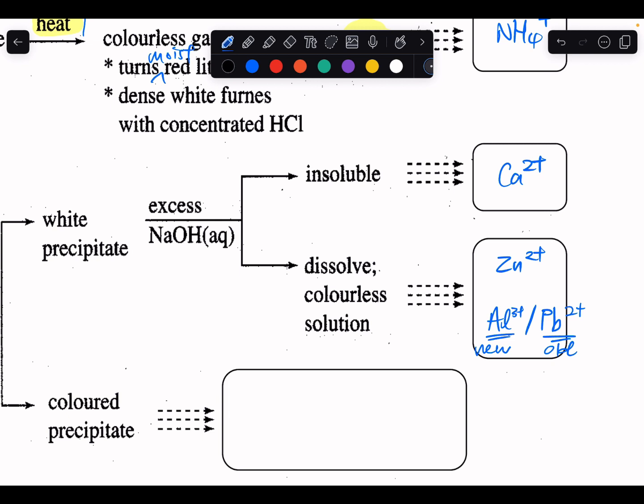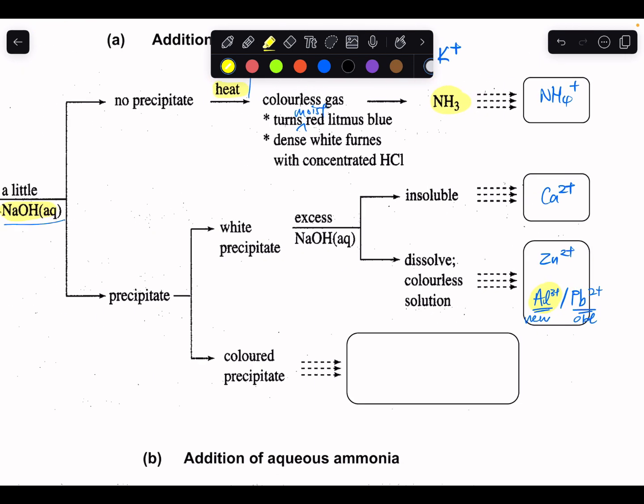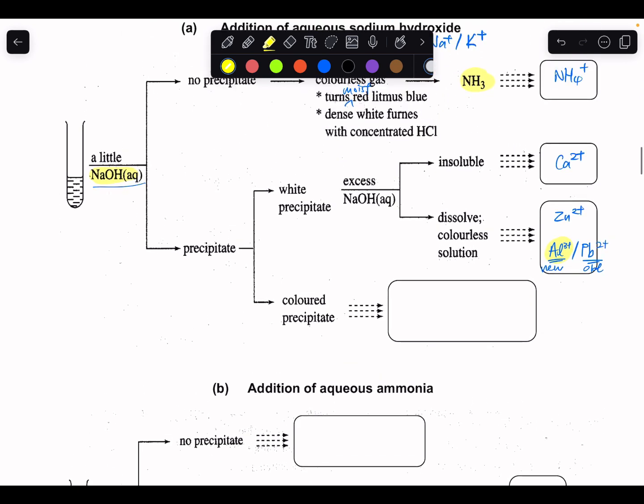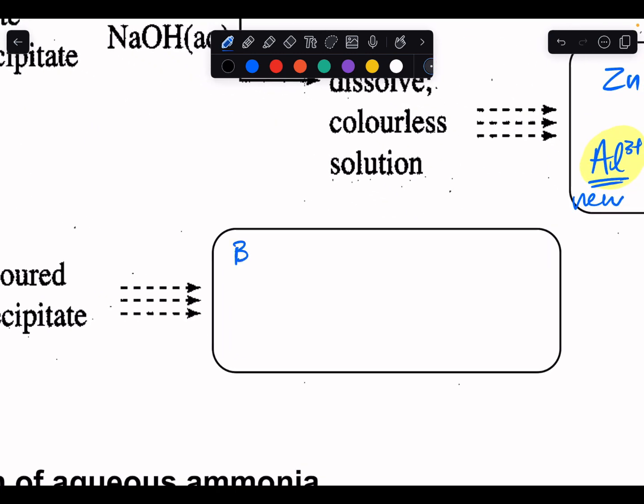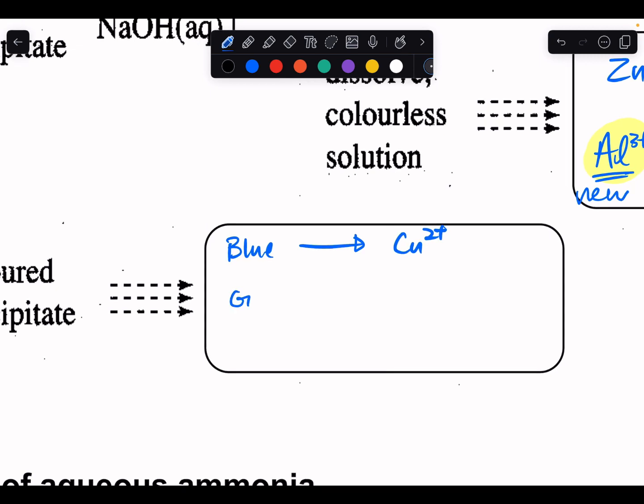So if you do your 10-year series and you think the answer is aluminium, but the answer key says lead, actually you are still correct. They have the same observation and hence your conclusion is the same. For colored precipitate, there's a few. If it is blue, it is Cu2 plus. If it is green, it is Fe2 plus. If it is dirty brown, reddish brown, it is Fe3 plus.